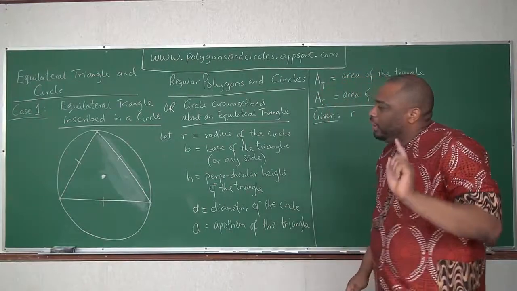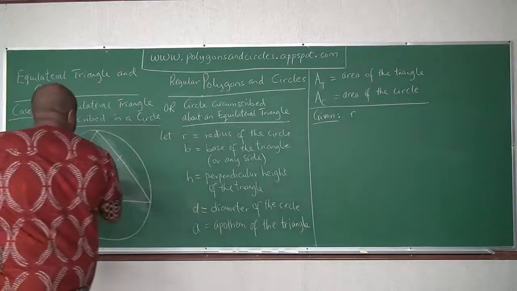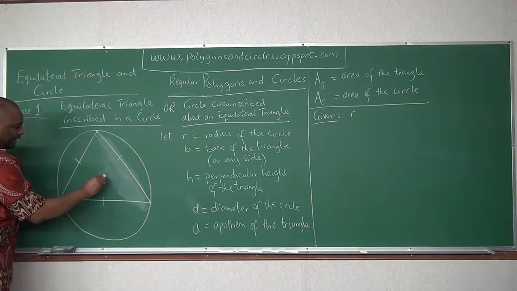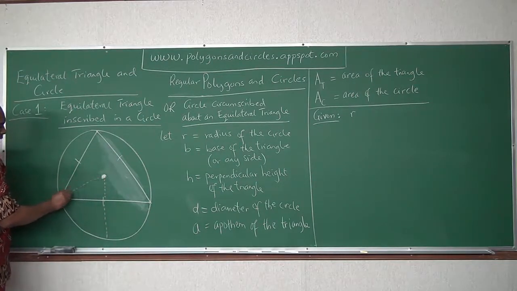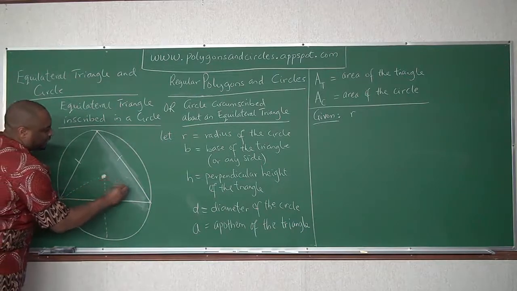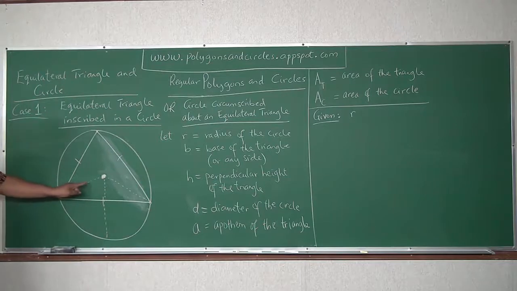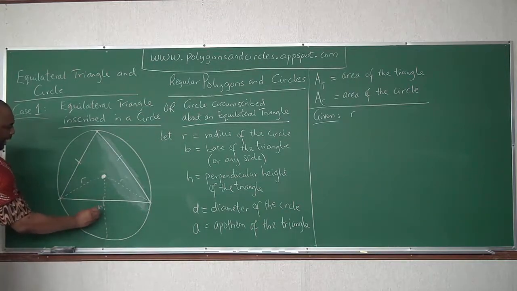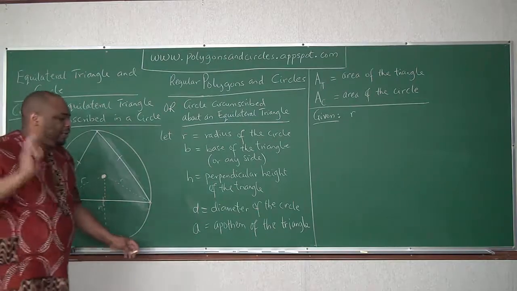So notice that here the radius of the circle is either from here to here or from here to here. These dotted lines, okay, that's the radius of the circle. So you will see that this is the radius of the circle, R. I know this is not drawn to scale, okay? It is not drawn to scale. I want you to know this.